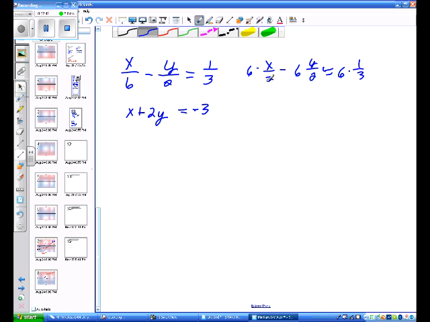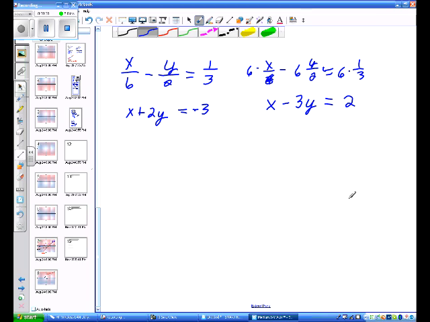Well, 2 goes into 6 3 times, so we would have 3x minus... Well, this was supposed to be x over 6. So that's not going to be a 3x. It was x over 6 times 6, so those cancel, and that gives me x. 2 goes into 6 3 times, so that would be 3y. 3 goes into 6 2 times, so that would be 2. So I have this as an equation, and then this is my other equation.